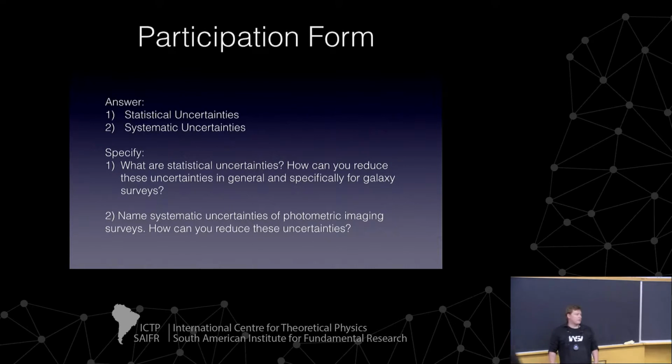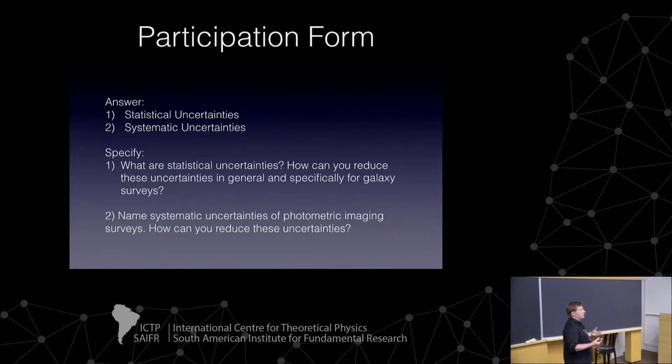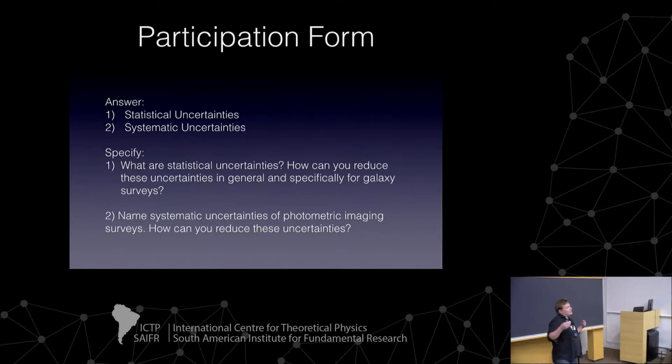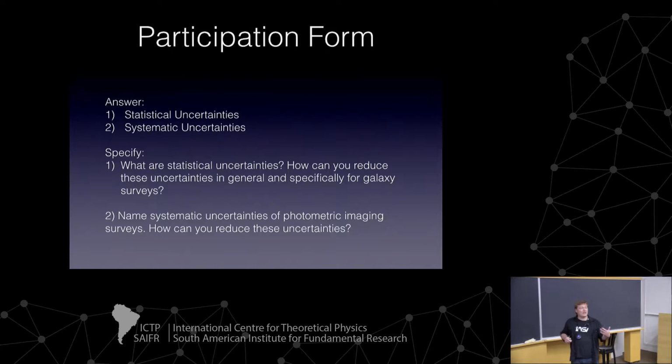So the main question, if you need one more hint, is what is the main observable that is being used in all of these photometric imaging surveys that we discussed? What's the main thing that we observe in the universe?